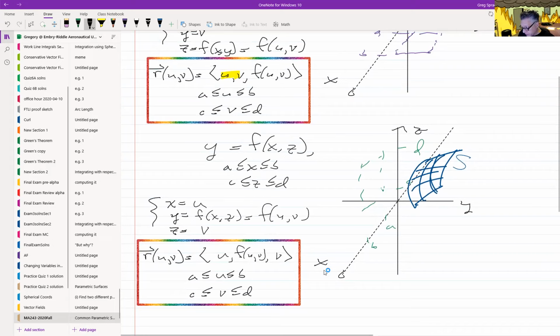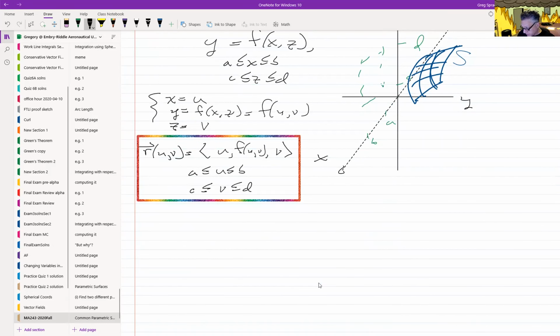And of course, you can do something similar if x is a function of y and z. But I don't think it's worth writing it down. So I'll just say it's similar. Now, some surfaces can be represented in more than one of these forms.